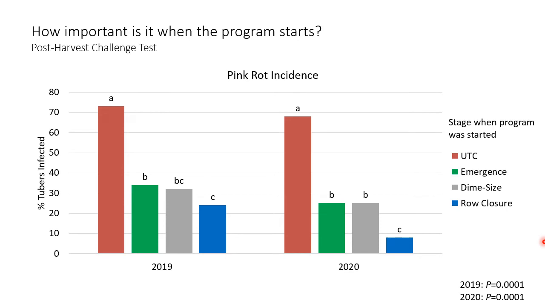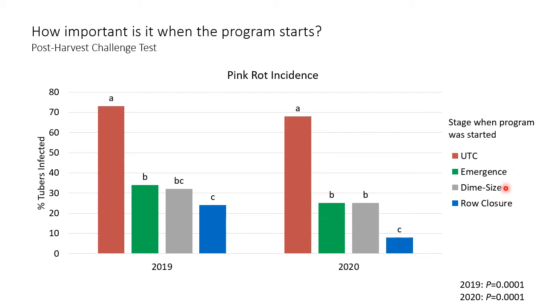Now, we had done this trial also in 2018, and we had some natural infection. It wasn't very high, but in that year we didn't see any efficacy with the emergence applications. And so some takeaway message from this is that going at full emergence makes no sense. It's not a timing that we're used to doing sprays anyway. It's no better than doing it at dime size and row closure. We thought this might be better, but it looks like it is not.